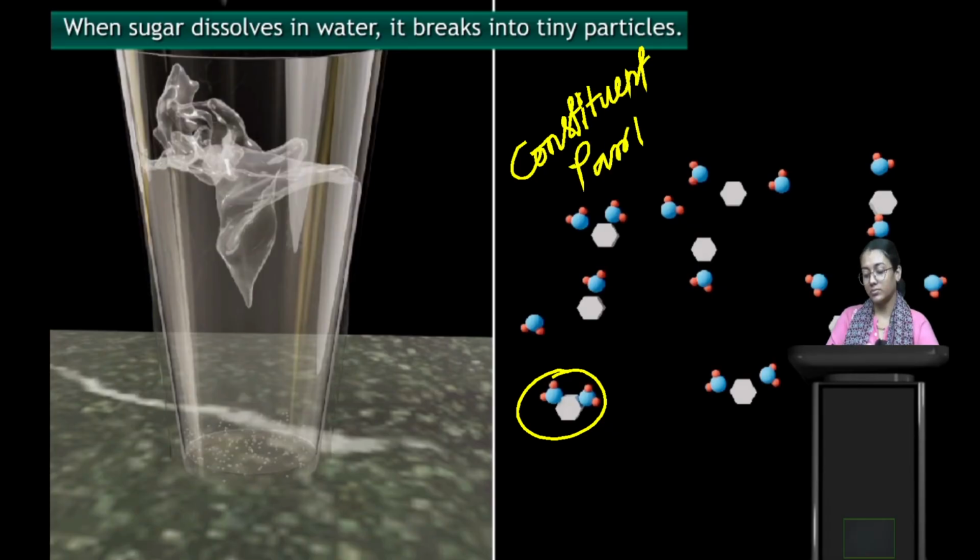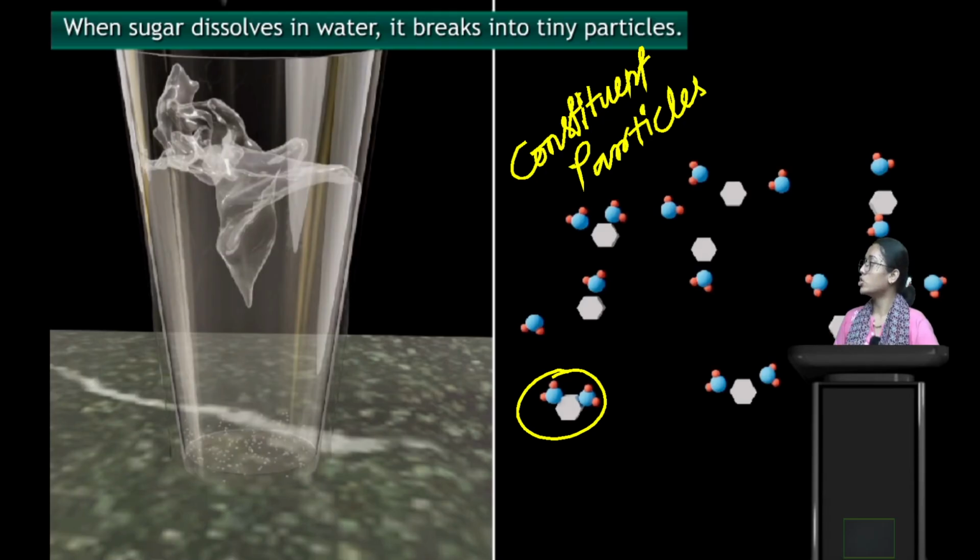Constituent particles. So the sugar is also constituted with these constituent particles. So whenever we add sugar into water, it gets dissolved. And what happens in this case? In this case, the molecules of sugar, or the small tiny constituent particles of the sugar, get dissolved, or get mixed up with the molecules of water.